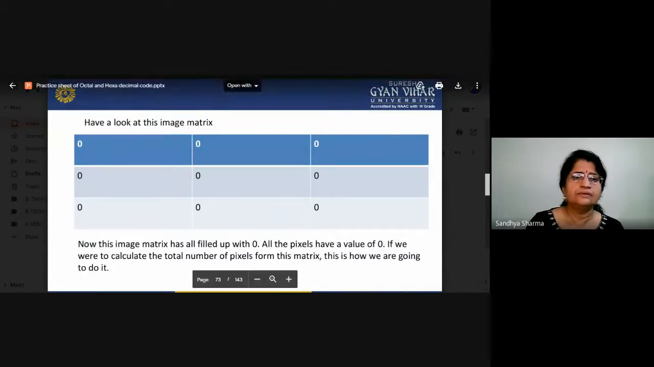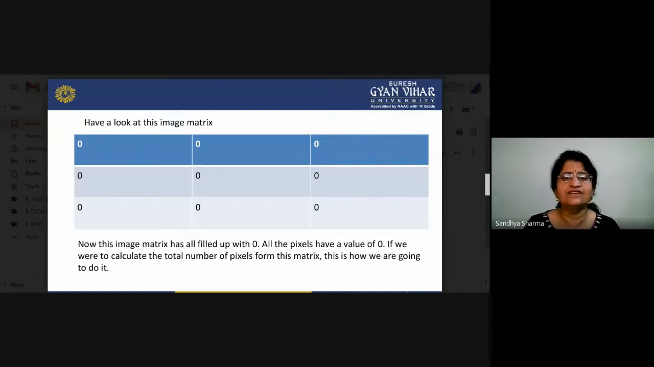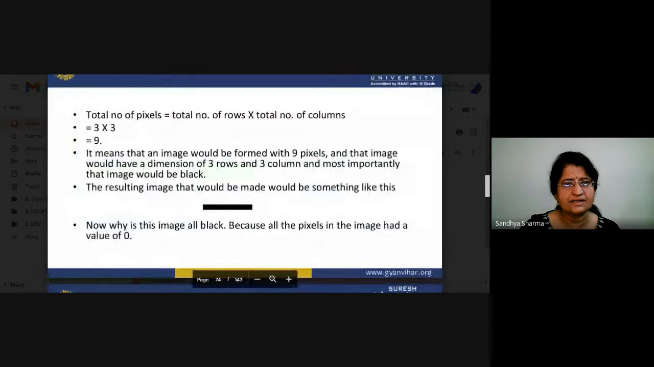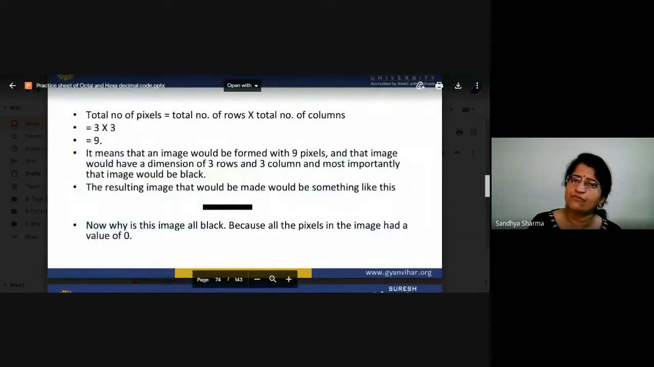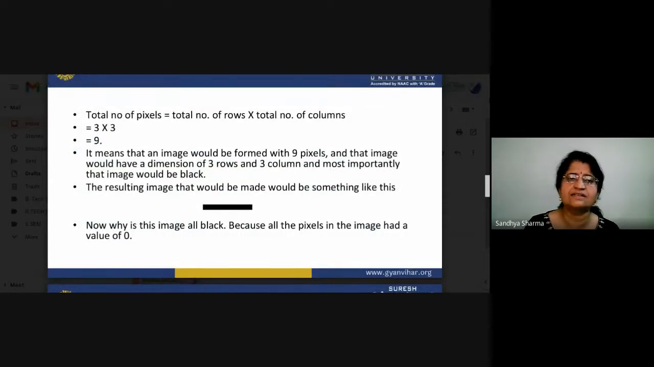Now this image matrix has been filled with 0. All the pixels have a value of 0. If we were to calculate the total number of pixels from this matrix, this is how we do it: the total number of pixels is the number of rows times the number of columns. So that is 3 into 3, so there are 9 pixels.